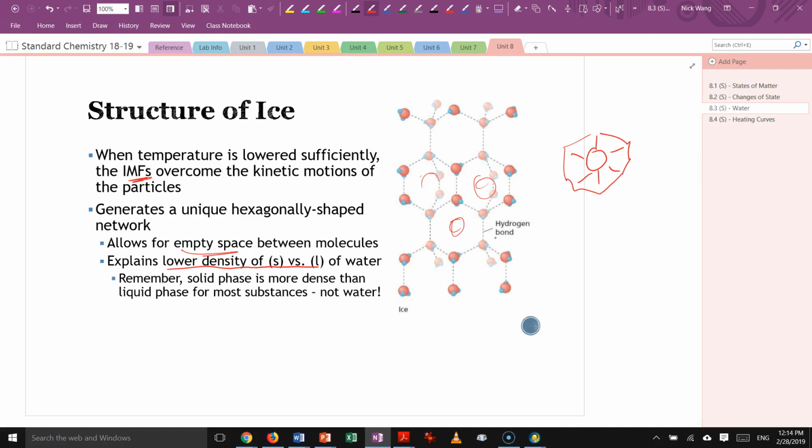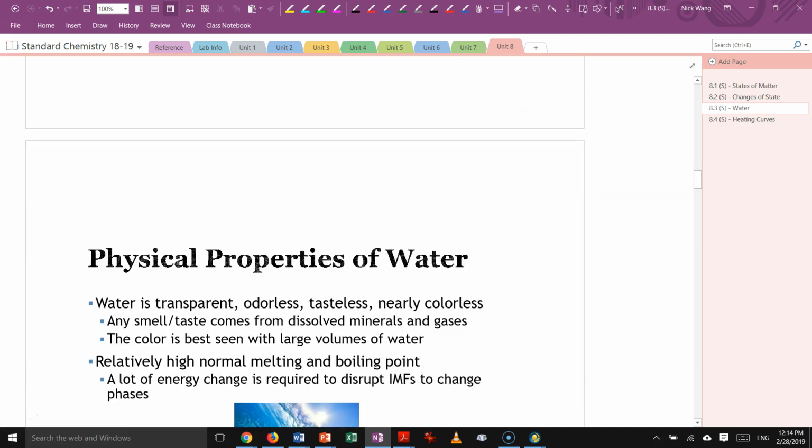Most substances, generally speaking, in their solid phase, or other compounds like carbon dioxide, calcium, whatever other substance out there, are going to be more dense as a solid than as a liquid. But water is a strange exception where the liquid form is more dense than its solid form, simply because it does adopt this hexagonal shape.